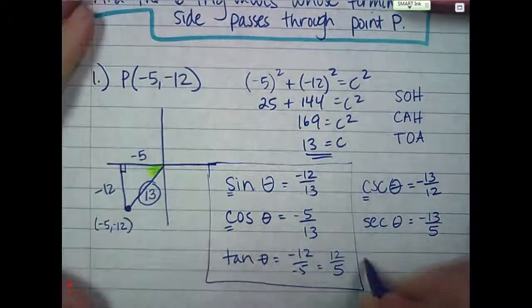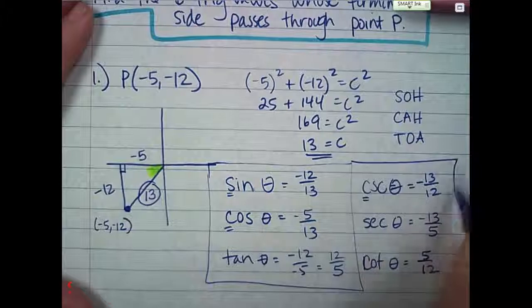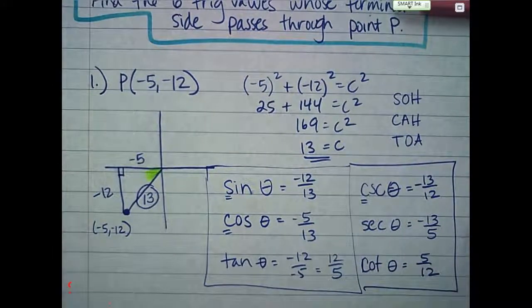Now the flip of tangent is cotangent. 5 over 12. Once you have the first 3, the other 3 are nothing. Right?